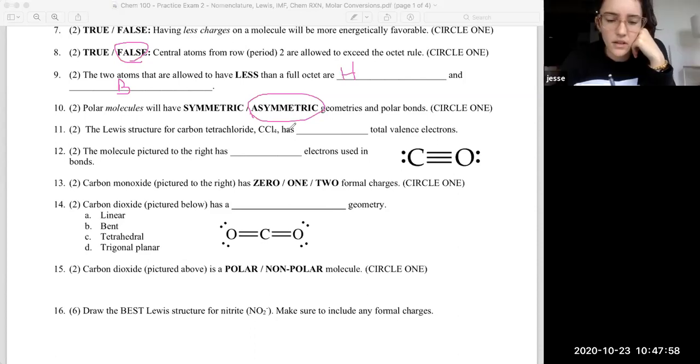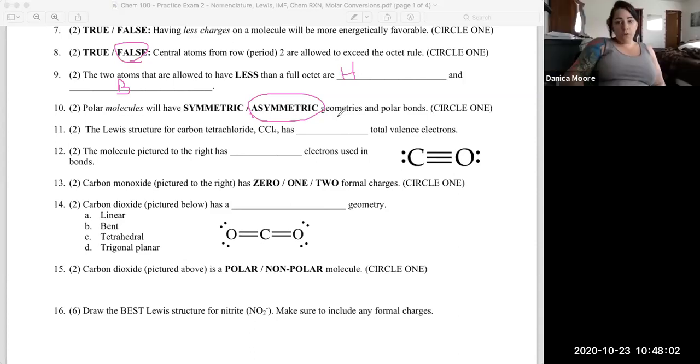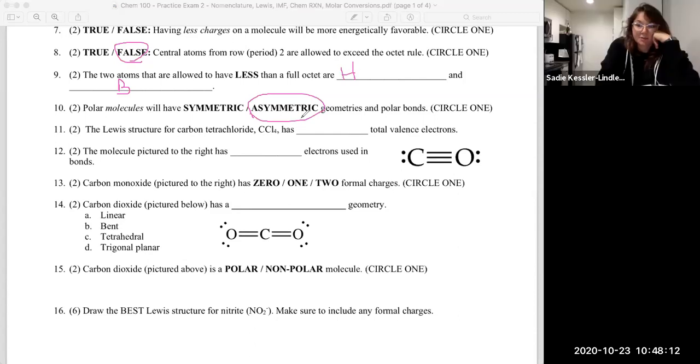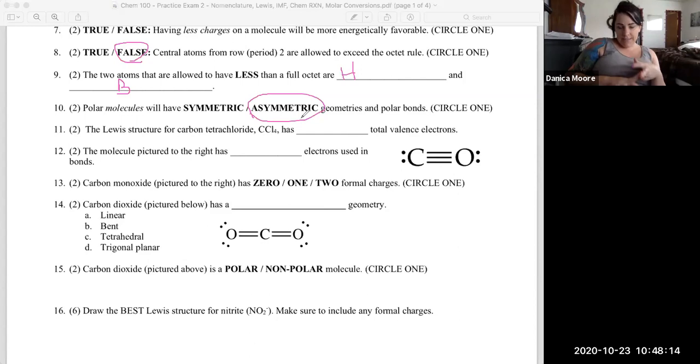Polar bonds are definitely required, but I'm thinking about asymmetric atoms. We either have lone pairs or different attached atoms. Different attached atoms, right? Does that make sense, guys? Cool. Questions?